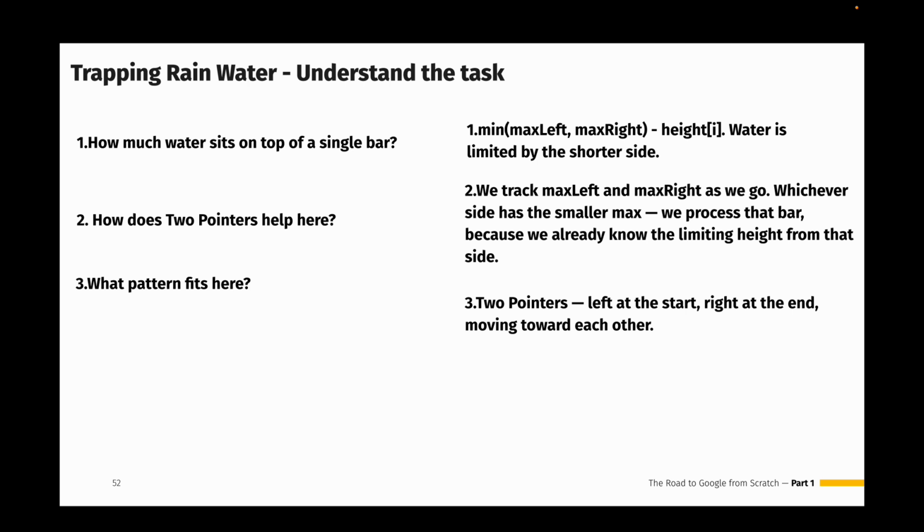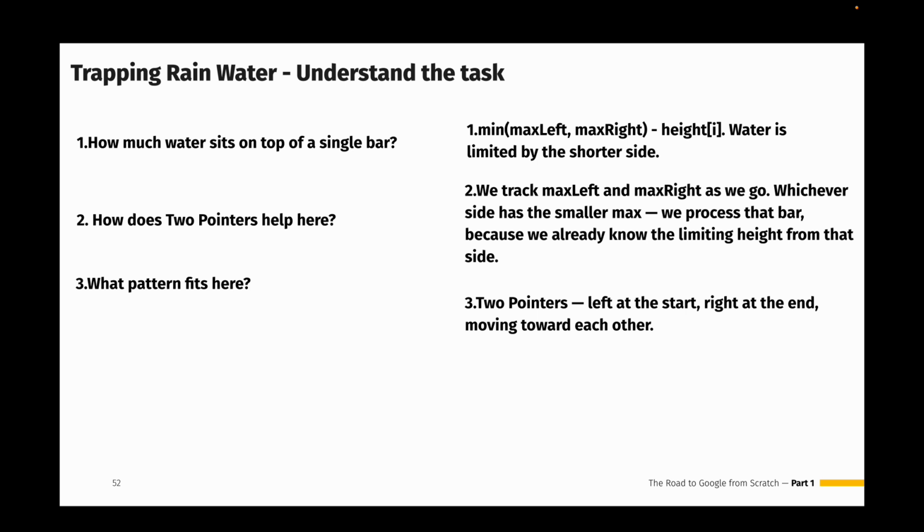Here we need to find the maximum height of a wall from the left side and the maximum height of a wall from the right, and to determine the minimum height between these two, because water is limited by the shortest side, because the water will pour out from the wall with the smallest height.